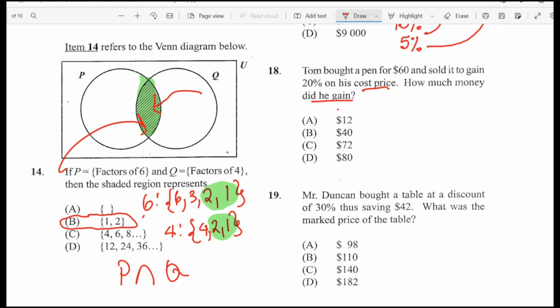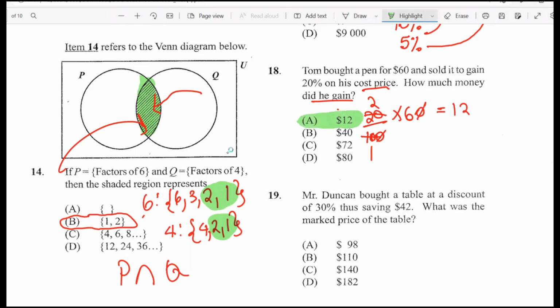You can do this the regular way, 20% of 60. Zero cancels zero there. 10 into itself one time and 10 into 22. 2 times 6 gives you 12. And you would have picked the answer here. You would have gained $12.